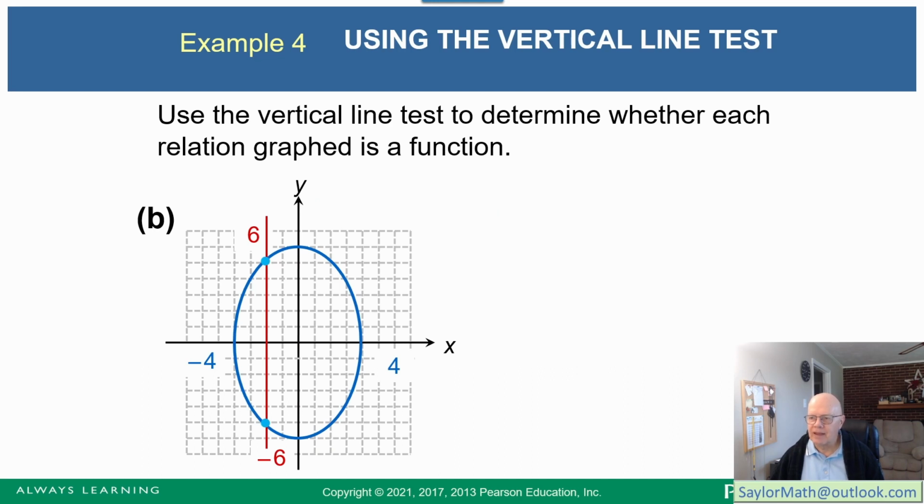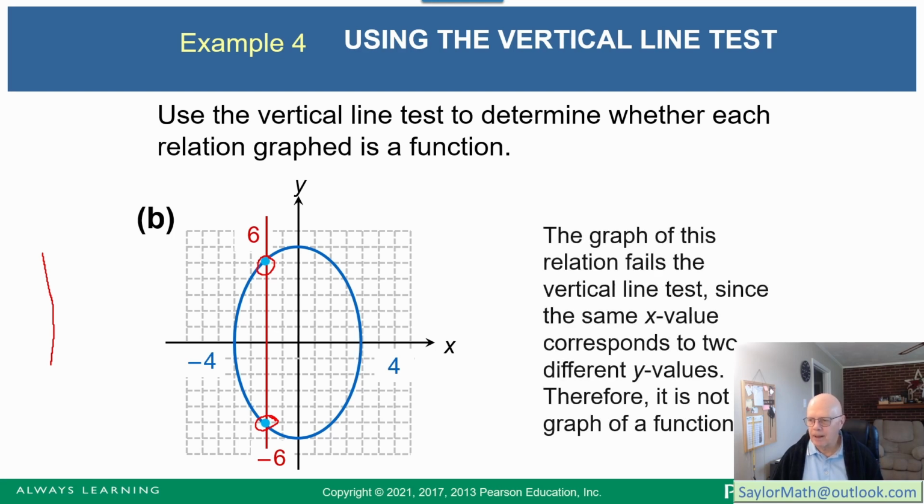Next, is this one a function? Look at that red line. That's a vertical line. So if we started over here with a vertical line and kept moving it to the right, this is one of those places we could end up in, has two different y values. Hits it in more than one place on that vertical line. So it's not a function.